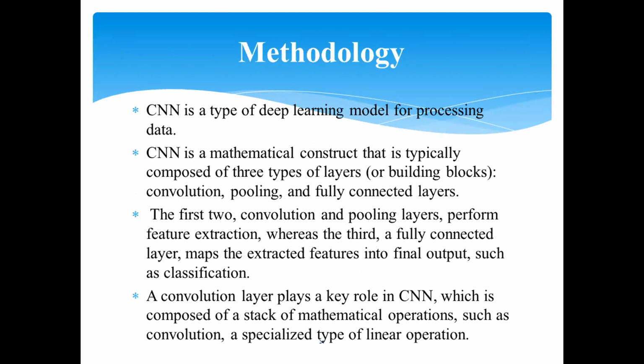So in the methodology, it is a type of deep learning processing data. CNN is a mathematical construct that is typically composed of 3 layers: convolution, pooling, and fully connected layers. The first two, convolution and pooling, perform the feature extraction, whereas the third maps the extracted features into the final output.